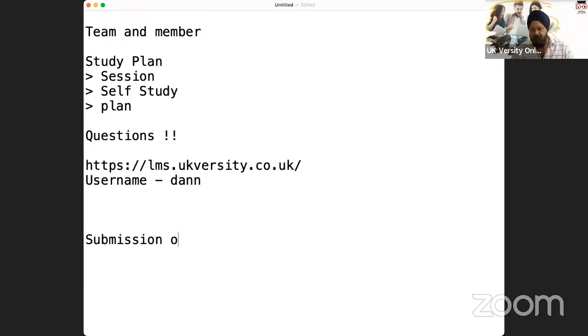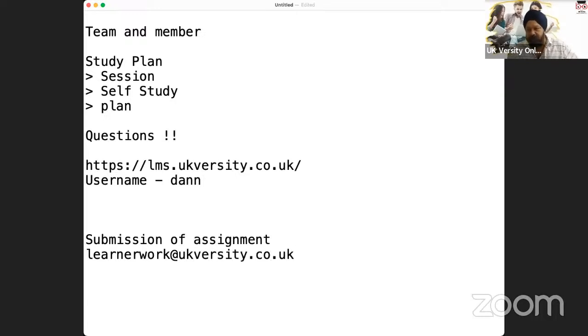Now, submission of assignments is generally done to a mailbox which is monitored. So you get an acknowledgement receipt. It can't be that the assignment goes missing or the email that you've sent has gone missing. That would never happen. So every time you send an email, you will get an acknowledgement which will say your assignment has been received, and you'll get feedback within 4 to 5 working days.